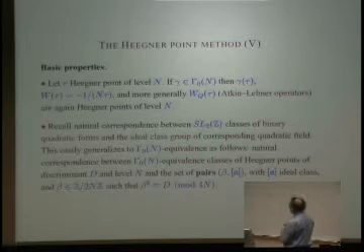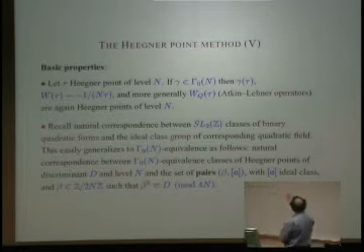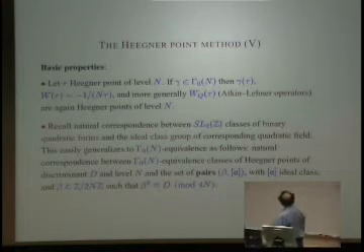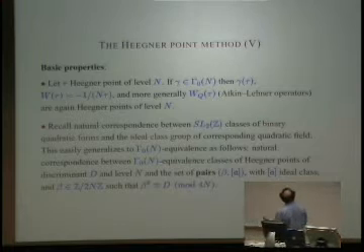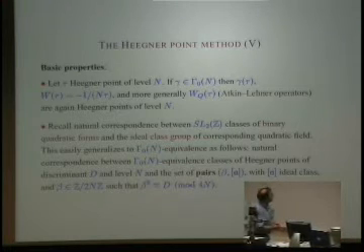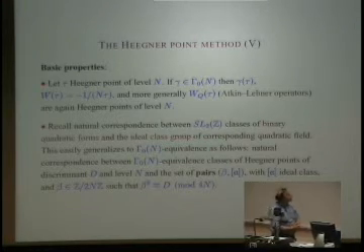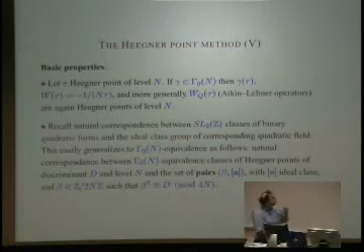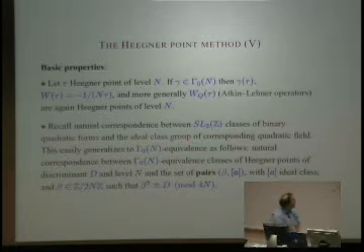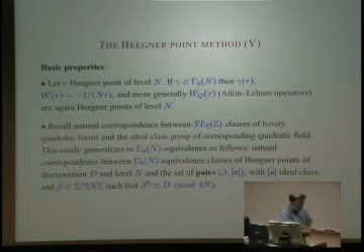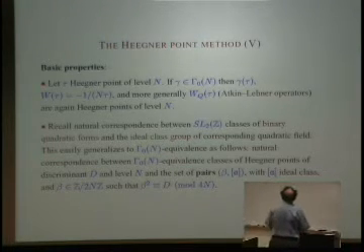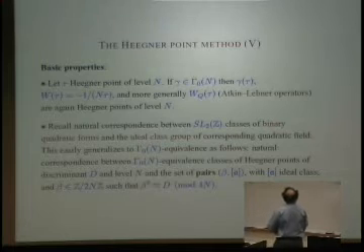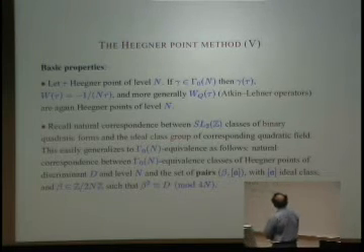Other operators which preserve Heegner points of level n, one is the so-called Fricke involution, W of tau, which is simply minus 1 over n tau. And more generally, you can define what are called Atkin-Lehner operators, W sub q, for any q which is a prime power divisor of n. And these points are, again, Heegner points of level n.